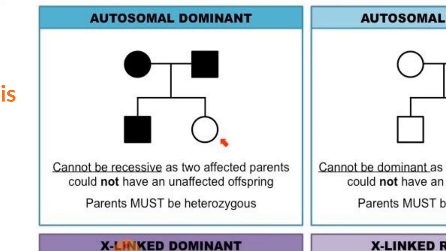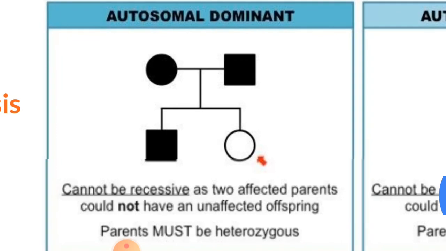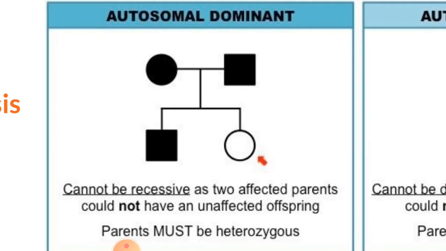Here you see in this autosomal dominant one, it cannot be recessive as two affected parents could not have an unaffected offspring. So parents must be heterozygous. From here we deduce, you see both the parents shown in the diagram are affected. But in progeny, only one child is affected and the other is not affected. This means if this is a dominant trait, then parents have to be heterozygous. Only then they can produce this unaffected offspring.